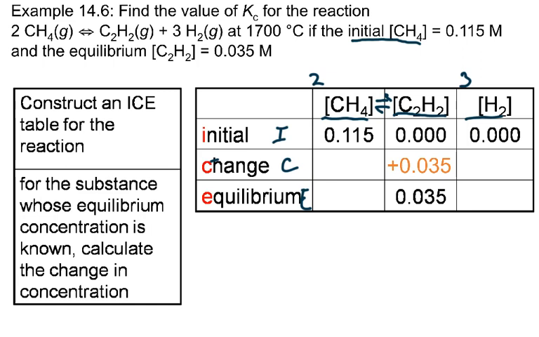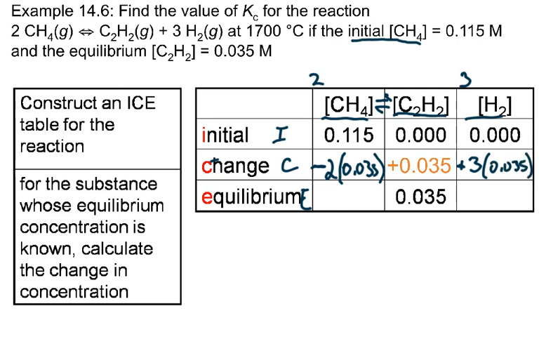Now here is where we need to use our table. So we know that we have gained 0.035 acetylene. In order to gain that, we can use our stoichiometry, and we know that we have lost in our reactants 2, our coefficient there, times our change value there. So 2 times 0.035. And then our hydrogen, we have gained 0.035, but our coefficient up there is 3, so we've gained 3 times 0.035.